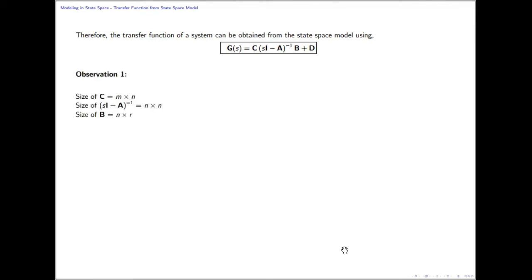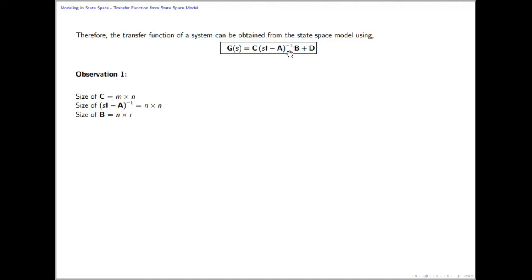Now we need to see something special about this particular equation, the transfer function equation or transfer matrix equation. So I'm going to explain two observations, observation one and observation two. Okay, so the first observation I'll explain now. Look at this. C is a matrix. A is also a matrix. I is an identity matrix of the size equal to the size of the matrix A.